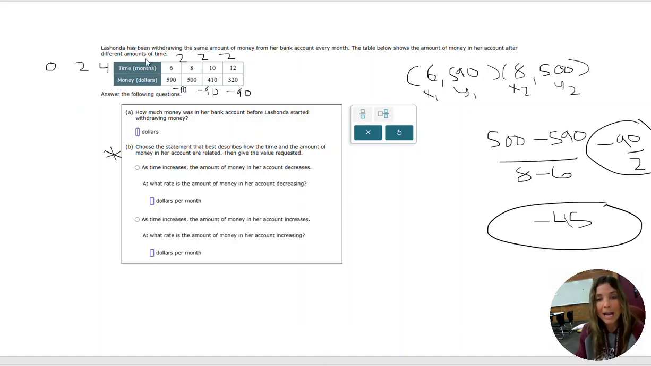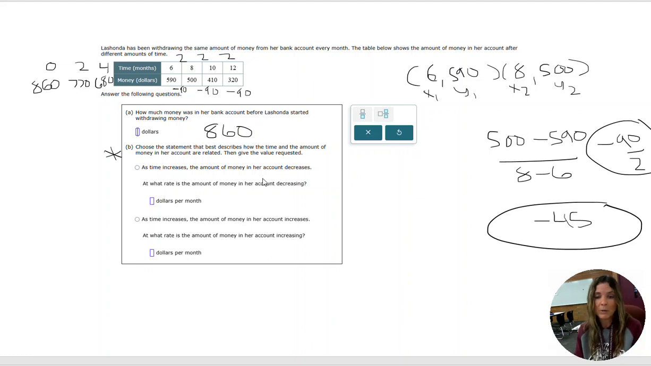Okay, so at 4 months she would have 590 plus 90, which is 680. At 2 months she would have 680 plus 90, which is 770, and then at time 0, she would have 770 plus 90, and that would be $860. Okay, so at time 0, that is when she first started withdrawing money. Okay, so her starting amount in her account was $860.